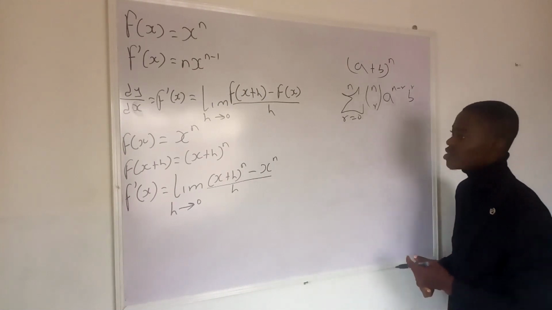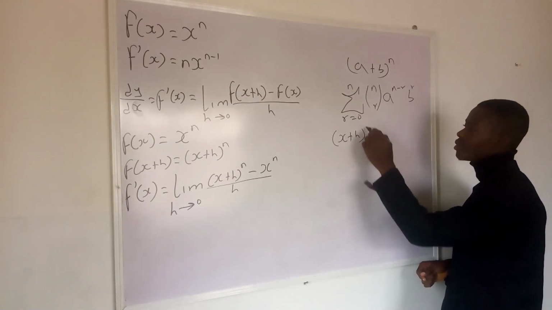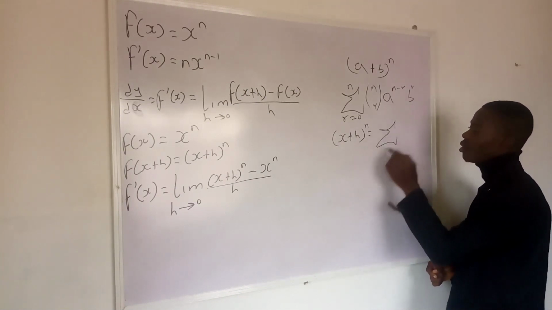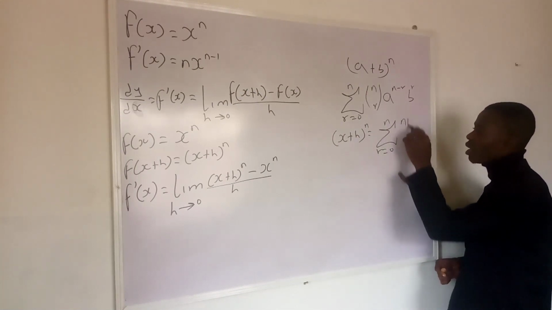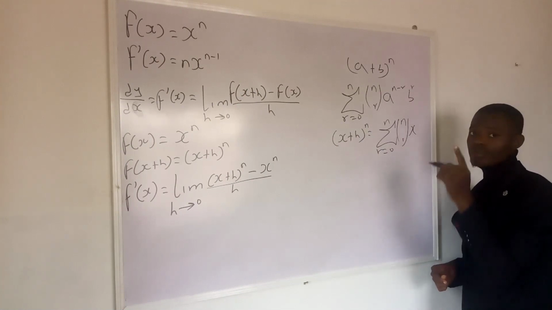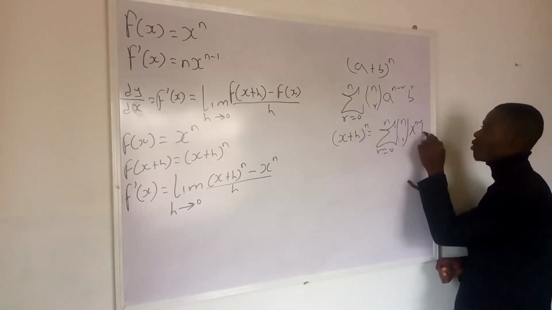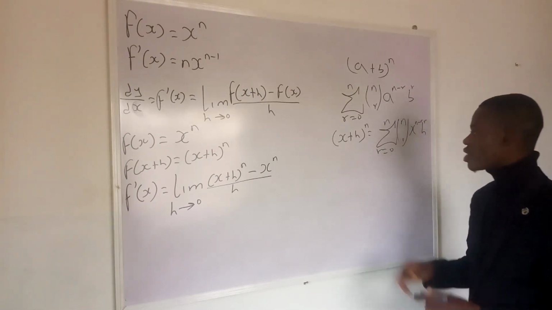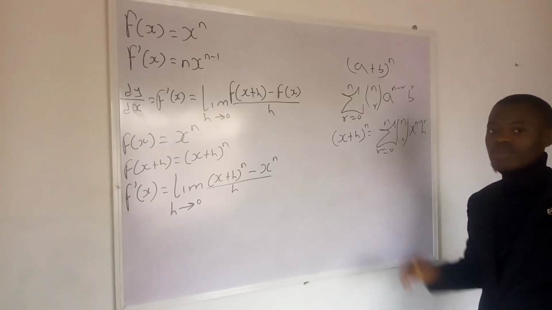So therefore, if this is true, then x plus h to the power of n will simply be equal to the summation from r equals 0 all the way to n of n combination r, x to the power of n minus r, then h to the power of what? h to the power of r. Okay. Now what we are going to do is consider some values for r, when r is 0, 1, and 2, and see what the expansion will look like.